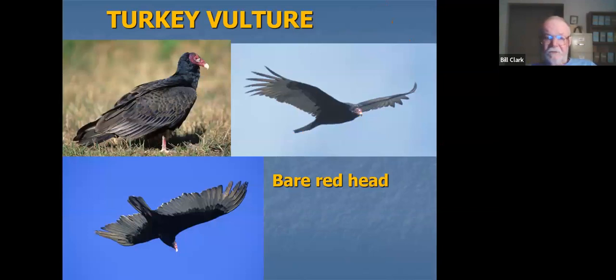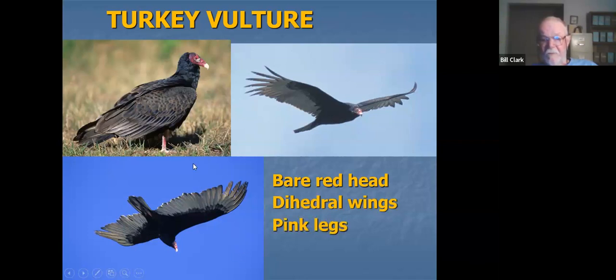So our turkey vulture has a bare red head, and we'll talk about that in a minute. It flies with its wings in a dihedral. That means two angles, or a V, you can say. And it has pink legs, and the underwings are two-toned, with the underwing coverts being dark and the flight feathers being silvery.